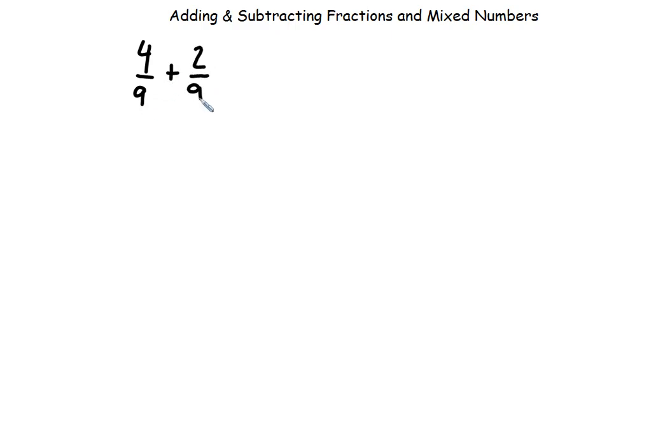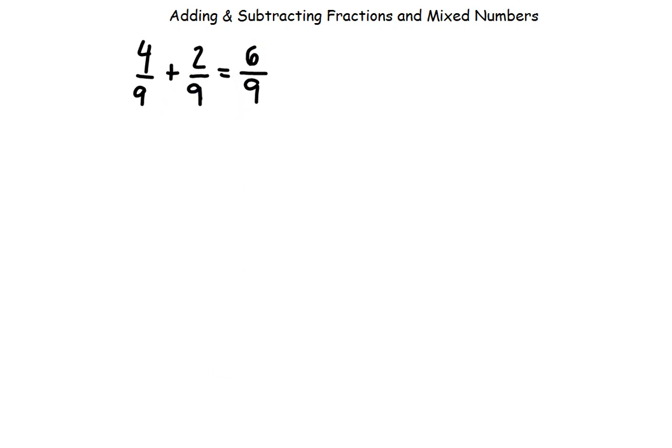The first thing I notice right away is that the denominators are the same. They're both 9. So that means our answer is going to have a denominator of 9 as well. And the only thing that we have left to do is add the numerators. So 4 plus 2 equals 6. So my answer to 4 ninths plus 2 ninths is automatically 6 ninths.